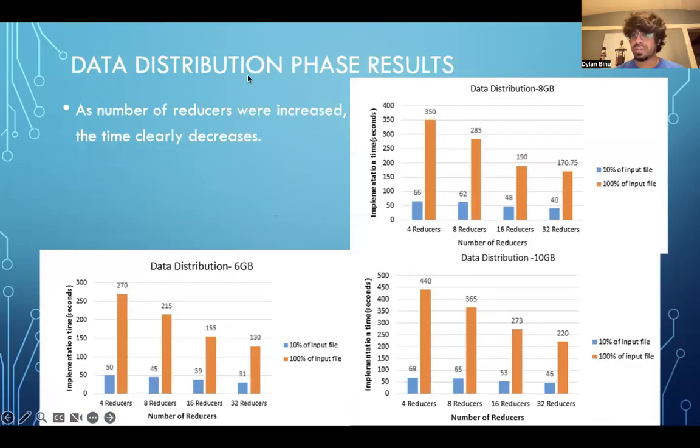So this is the first phase of the MapReduce algorithm Hadoop implementation, the data distribution phase. And as you can see, as the number of reducers were increased, the time taken decreases. So the blue represents using 10% of the input file, and the orange represents sorting and creating a B plus tree using 100% of the input file. As you can see, this is done with a 6 GB file, this is done with the 8 GB file, and this is done with a 10 GB file.